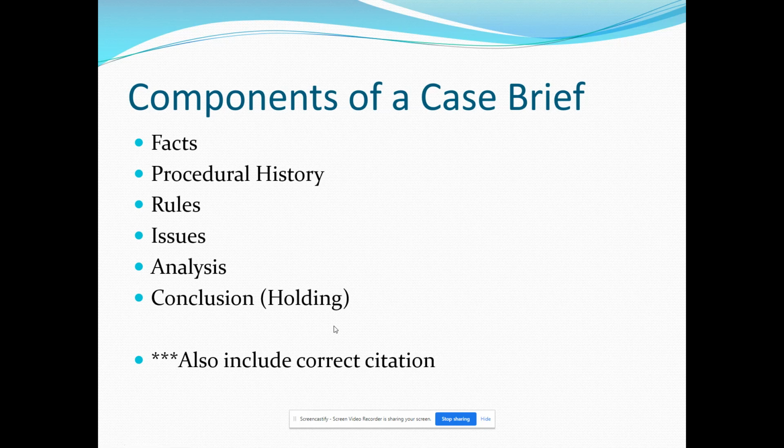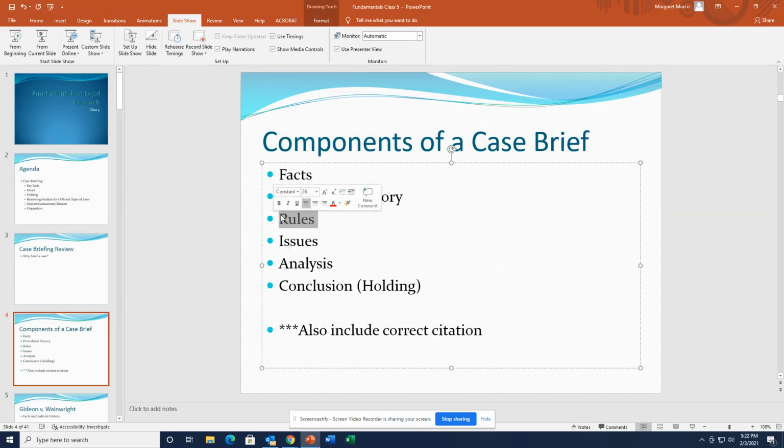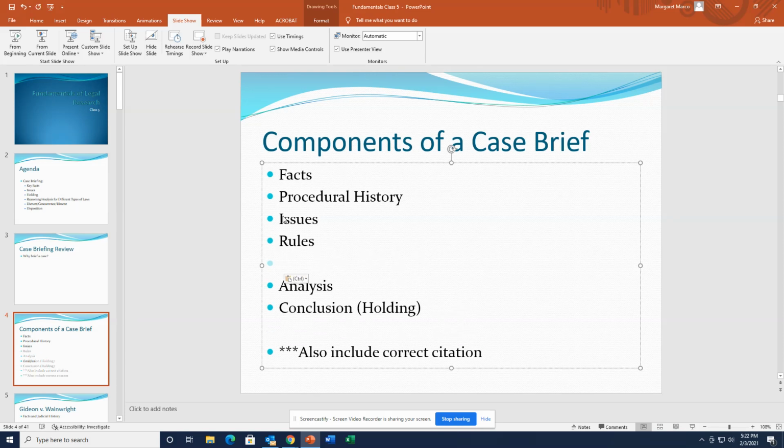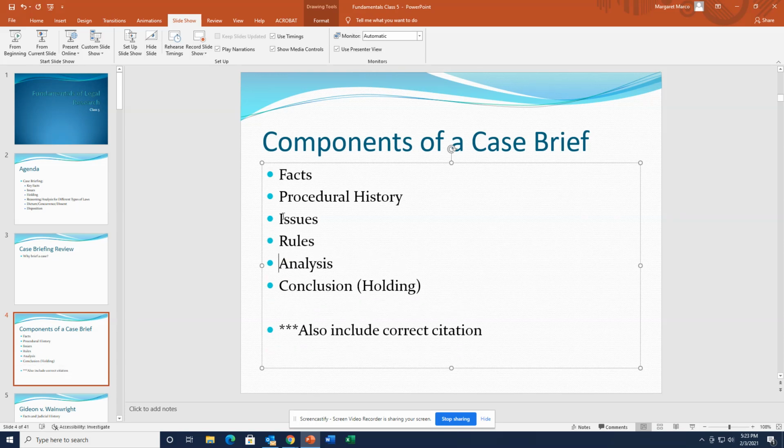That's what happened. So, who are the parties? What happened in the lower court? What is the legal question before this court? That would be your issues. What primary law does the court rely on? I'm going to change this right now because that bugs me. How does the court apply these rules, these laws, to the facts of the case? And then what's their decision? What do they come up with in the holding? So that's kind of your components.